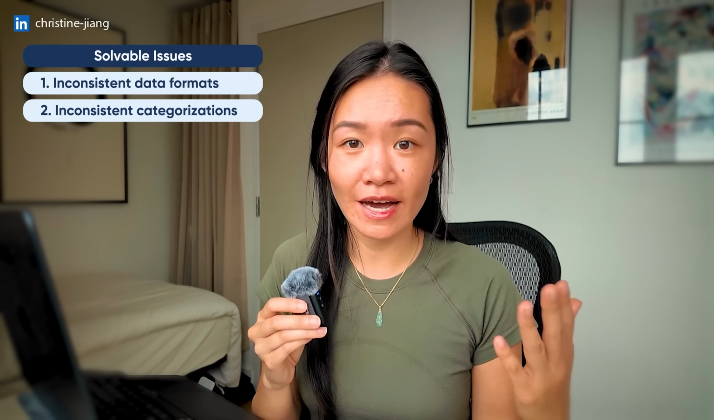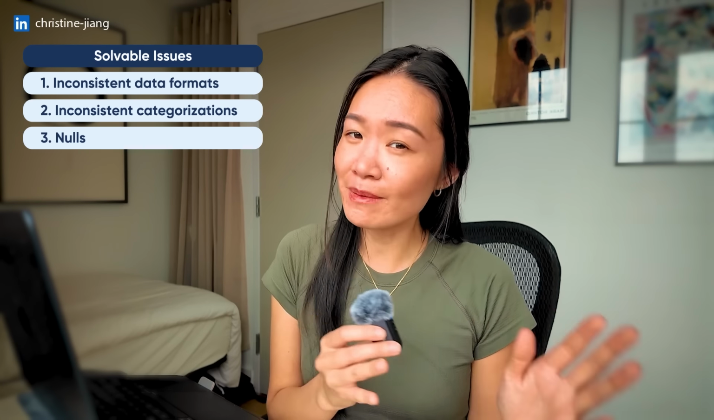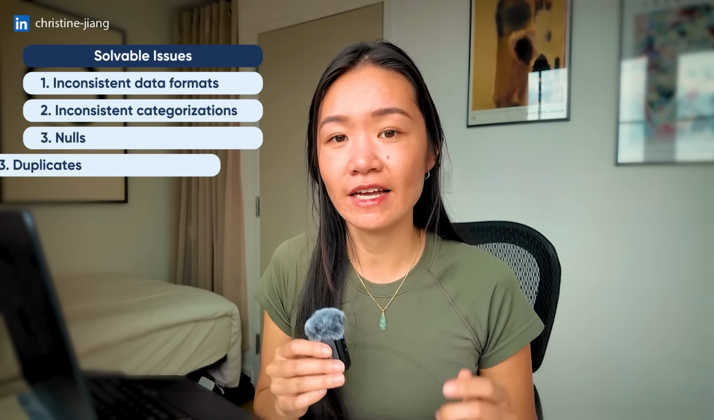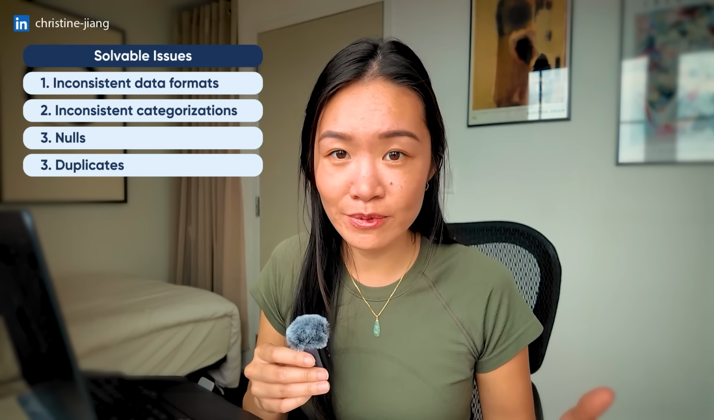Now, the next step in the data cleaning process is to start identifying and addressing solvable issues. Solvable issues usually fall into a few main categories. That could be inconsistent data formats, inconsistent spellings or categorizations. Nulls are sometimes solvable, sometimes not. We're going to talk about that in a sec. And duplicates. Solvable issues are problems with the data set that you usually can solve on your own without needing to go to a stakeholder for more business context.